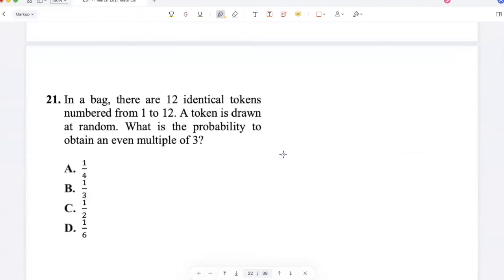In a bag, there are 12 identical tokens numbered from 1 to 12. A token is drawn at random. What is the probability to obtain an even multiple of 3? Okay, so an even multiple of 3 would happen with 6 and 12, right? So 2 out of 12, which is 1 by 6.